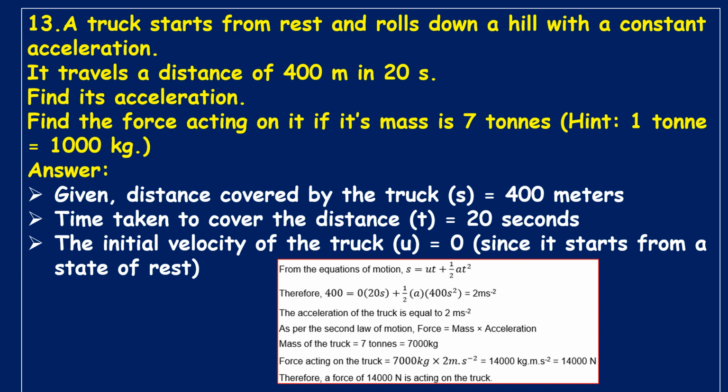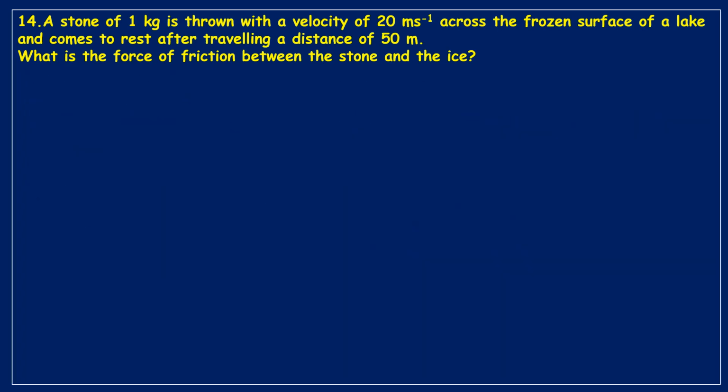Right? Next question. A stone of 1 kg is thrown with a velocity of 20 meters per second across the frozen surface of a lake and comes to rest after traveling a distance of 50 meters. What is the force of friction between the stone and the ice?